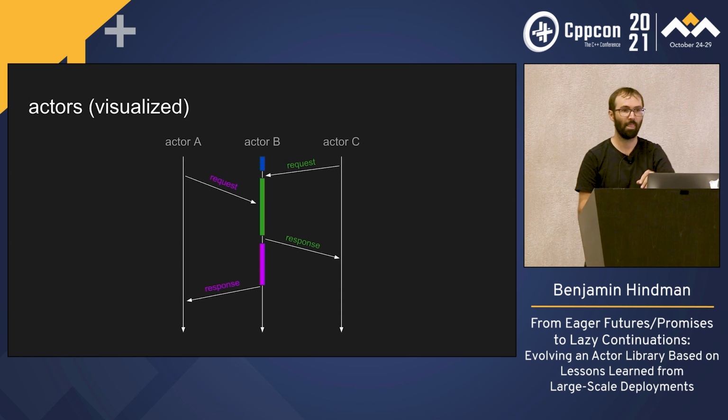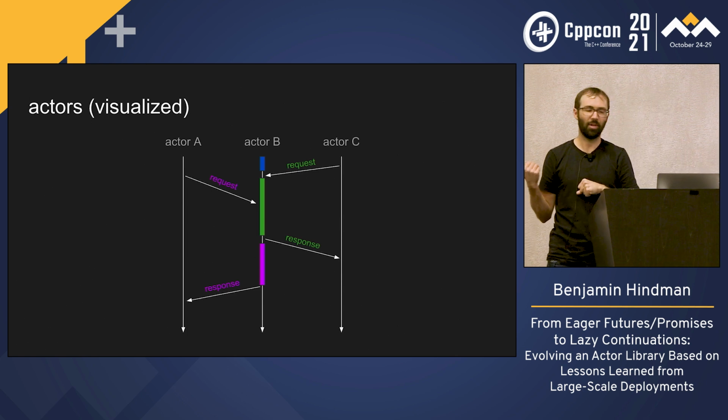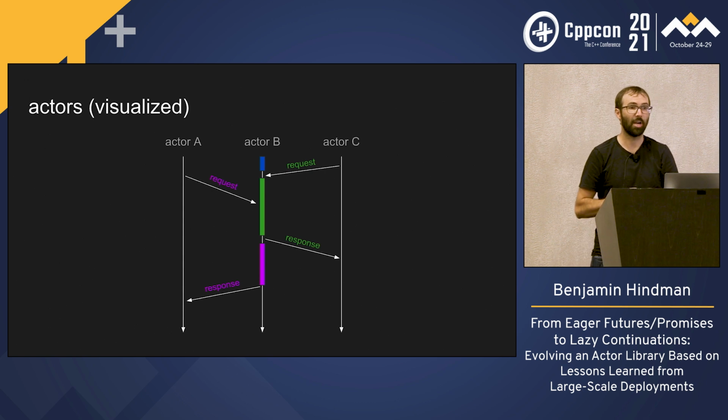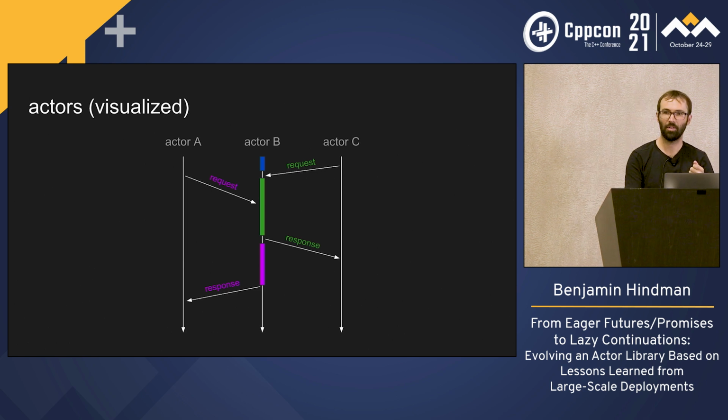Yeah? What are A and C doing while they're between request and response? So the question is, what are A and C doing during these things? Send was non-blocking, so they probably sent, and then they went back into their receive loop to process whatever other messages they have internally. Great question, thank you.